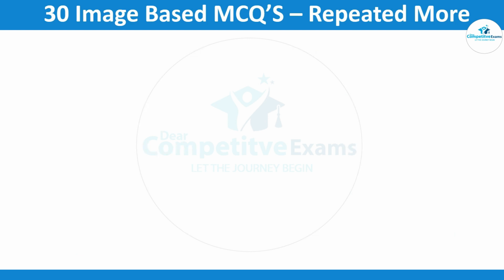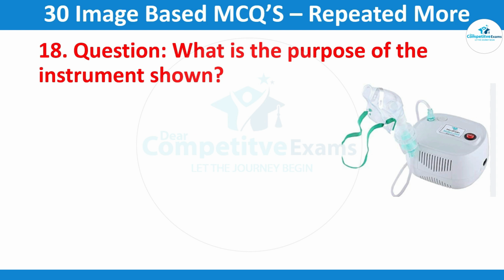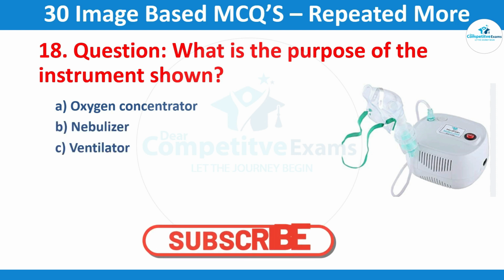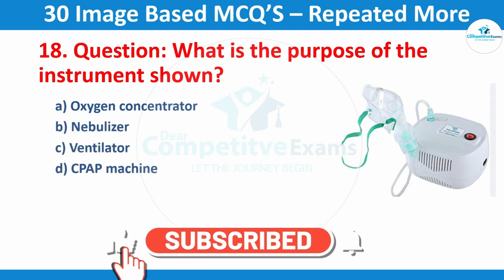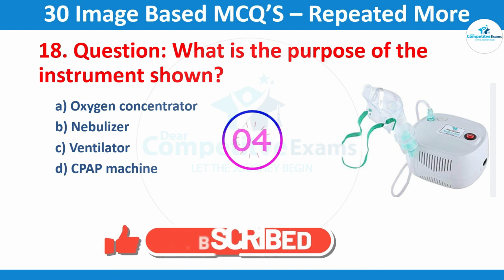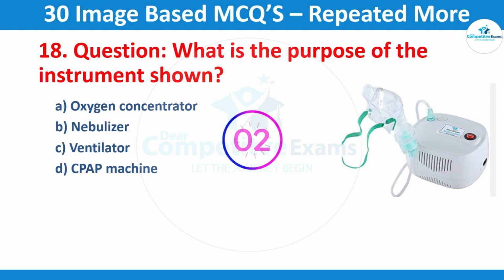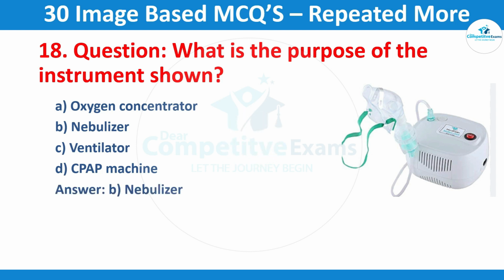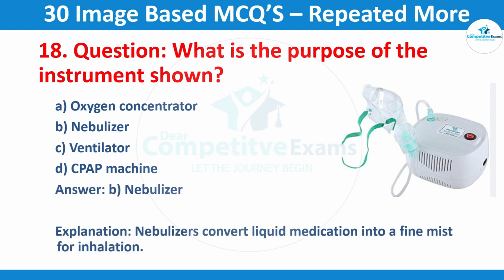Question number 18. What is the purpose of the instrument shown below? Oxygen concentrator, nebulizer, ventilator, or CPAP machine? Correct answer, nebulizer. Nebulizers convert liquid medication into a fine mist for inhalation.